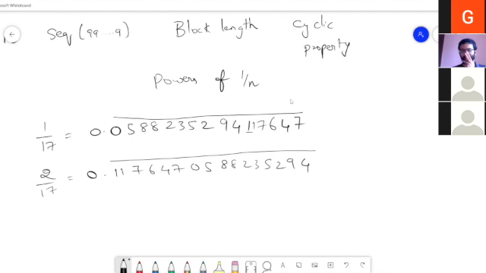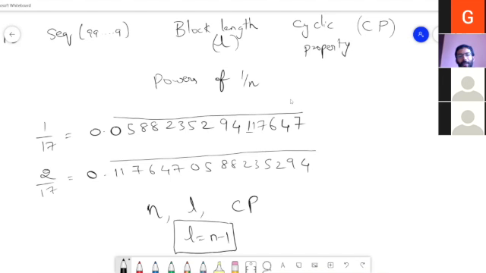Okay, so can we connect this cyclic property, block length and n? Is there any connection? Block length, I'll just call it L, and n is the number. Cyclic property, I'll just call it Cp. Cp for 1 upon n prime. So the block length will always be 1 less than n. Is that correct? If L is equal to n minus 1, then Cp holds.